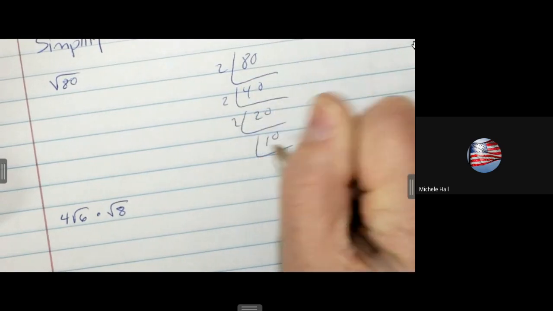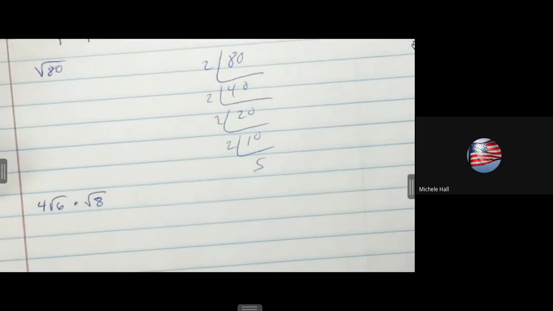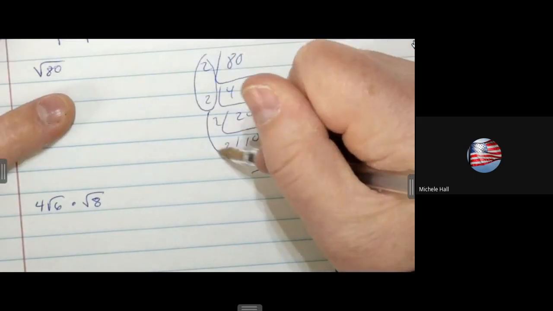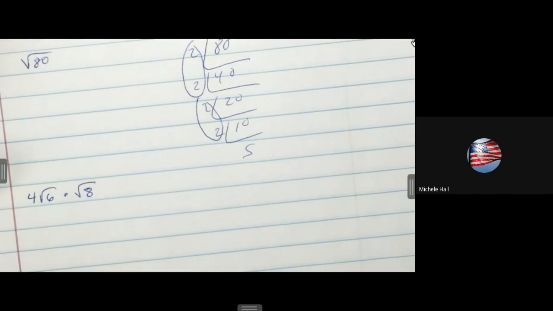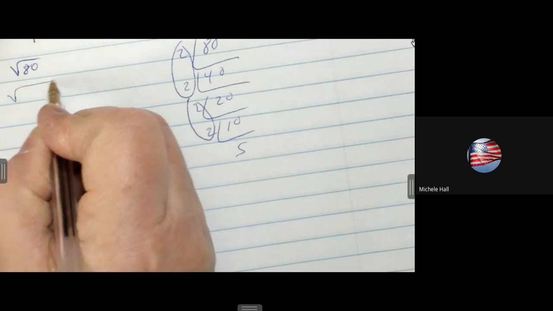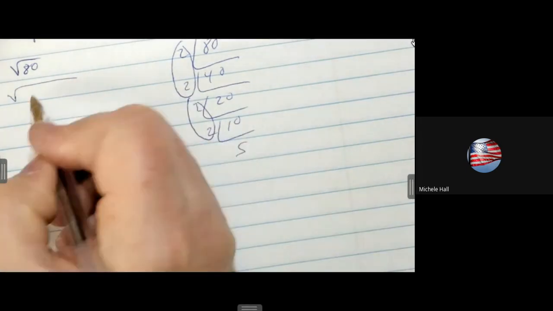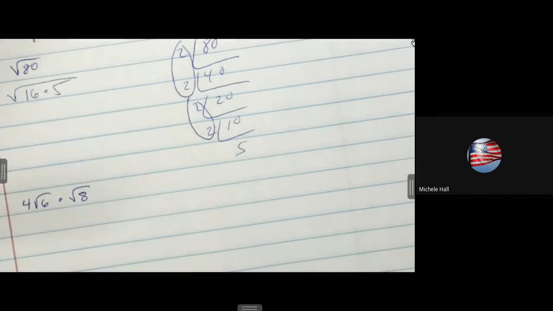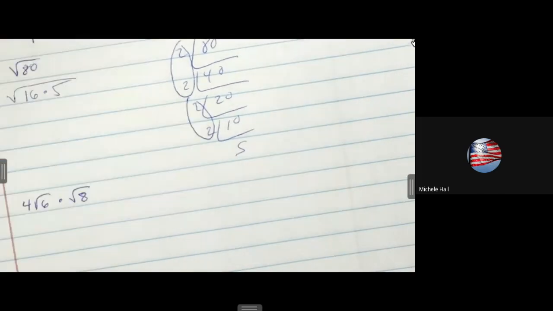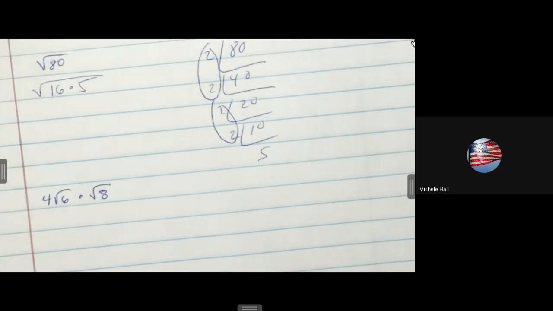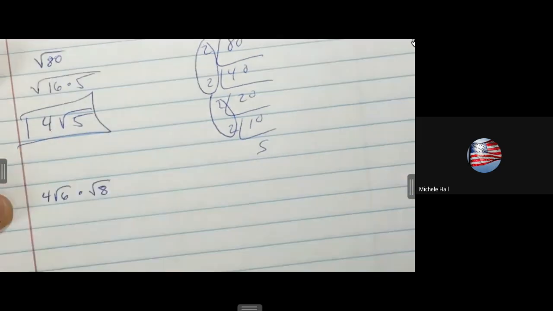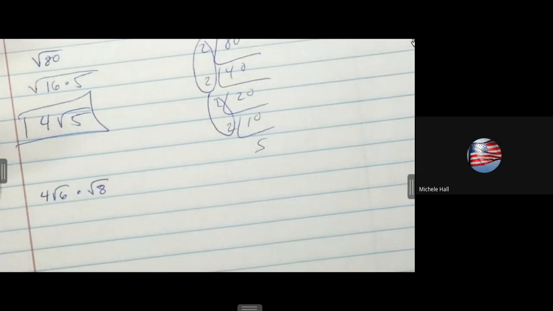Half it again. So I see I have a 4 times 4. There's 2 perfect squares right there. So the square root of 80 can be broken up into, that would be 16 times 5. 2 times 2 is 4. Times 2 is 8. Times 2 is 16. That's the perfect square in there. 4 square roots of 5. Oh, I did it. Stop erasing your answers because you think you're wrong.